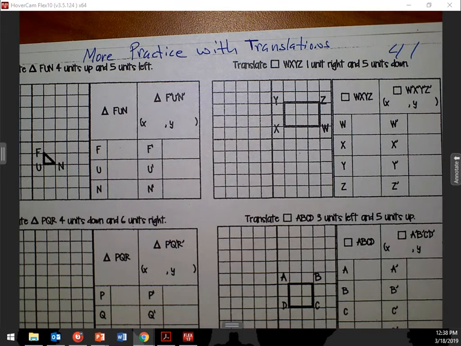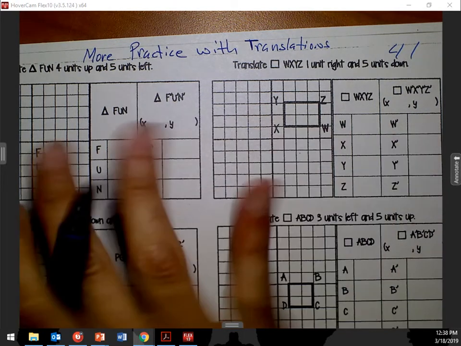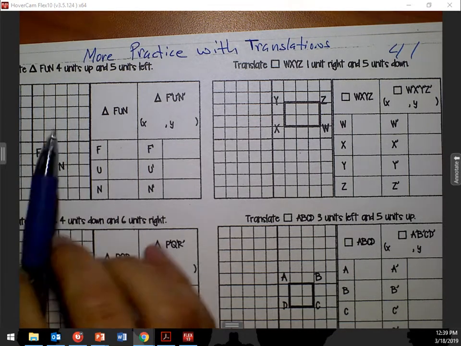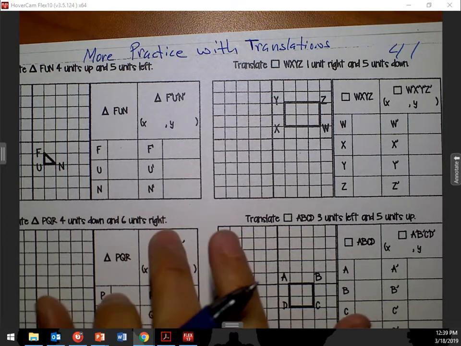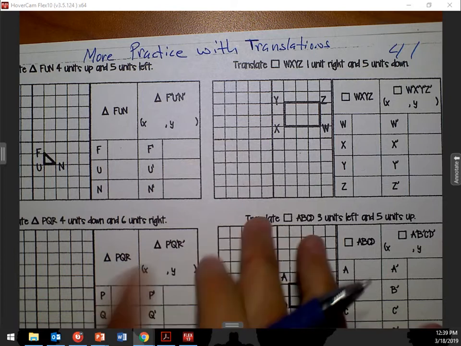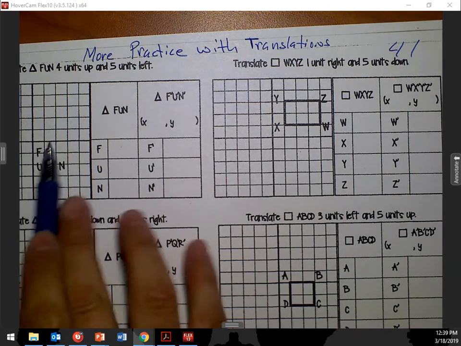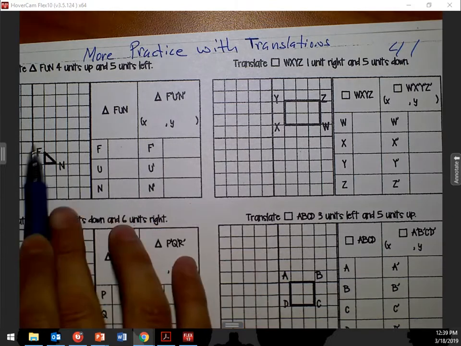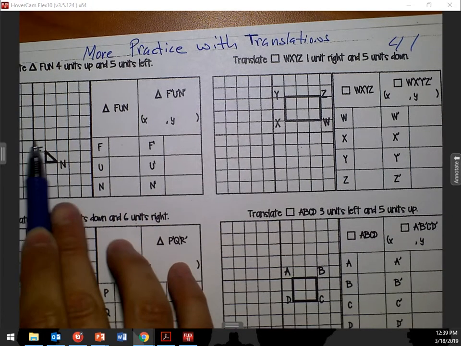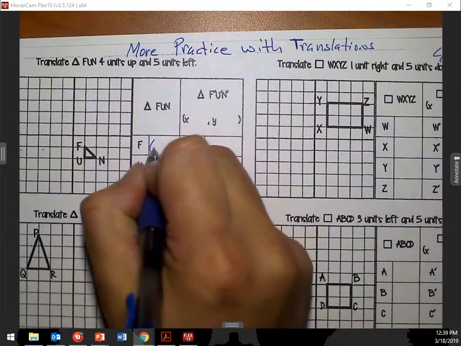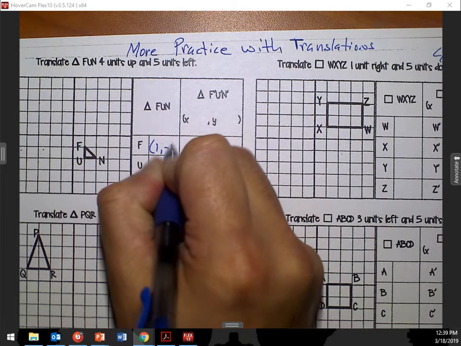So let's go through and I'm going to talk about what we're doing. We've done this before and it's going to be like a refresher. That's why I'm doing the whole notes over again. But like I said, not everyone was in here first semester when we did this. So first let's find my points for F, U, N. The coordinate for F is going to be to the right one and down one. So I'm going to call that 1, comma, -1.